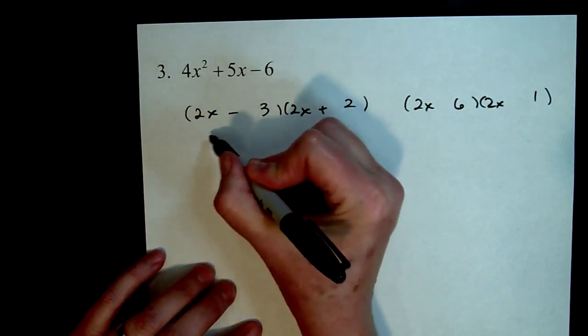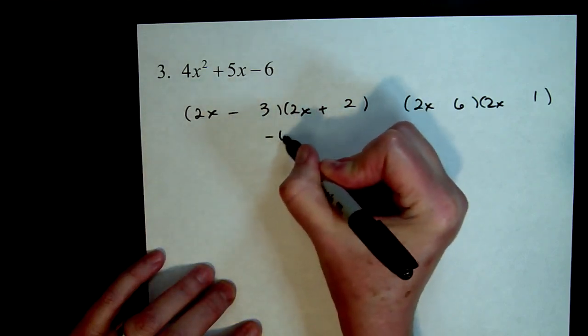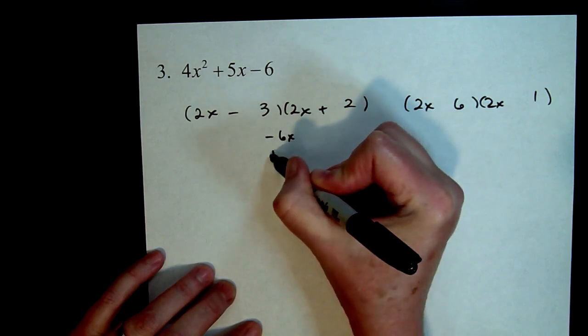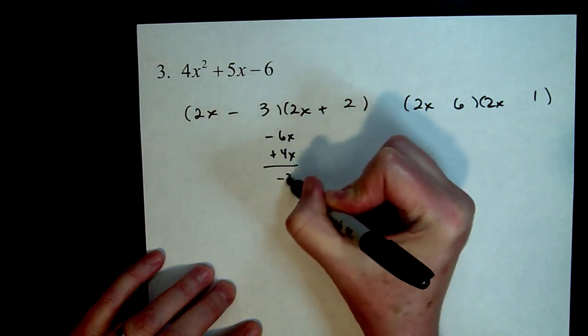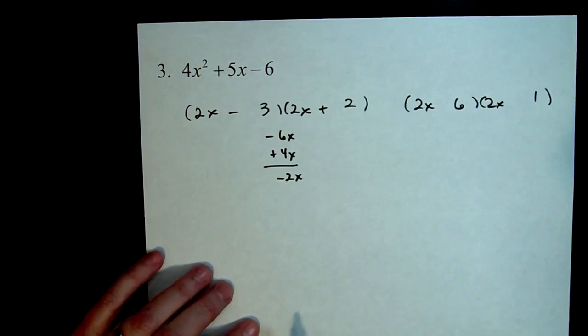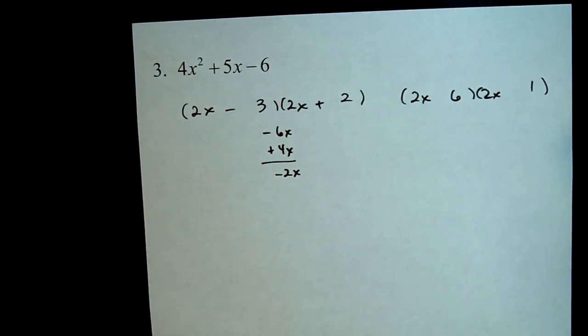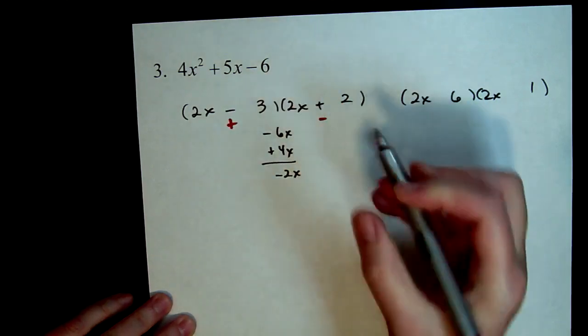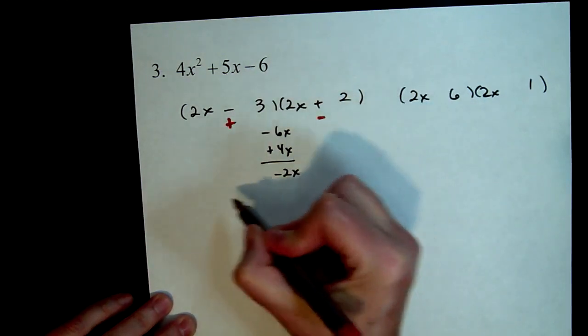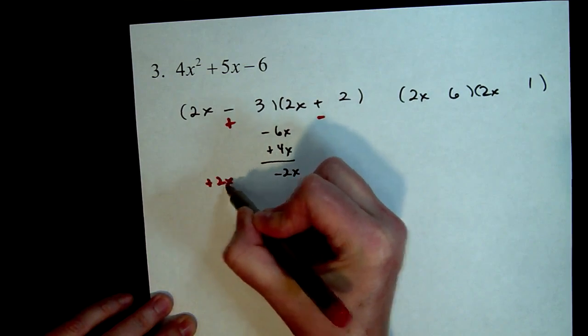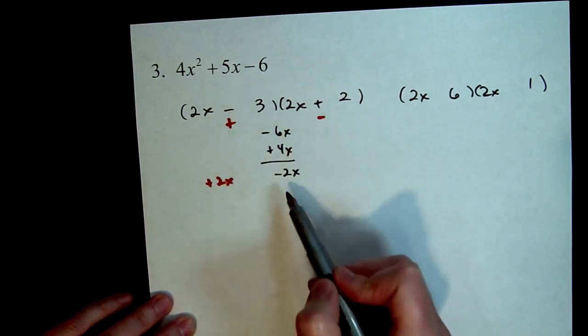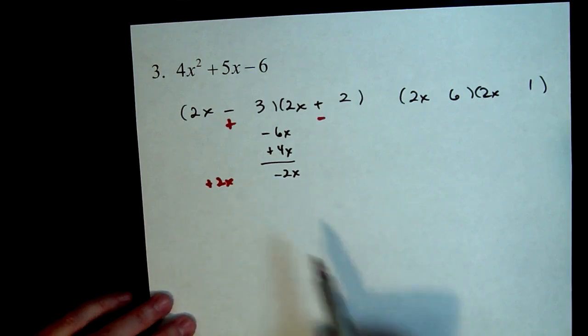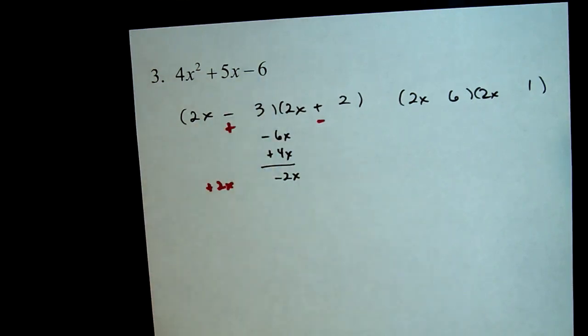Okay, so the inner terms will give me negative 6x plus 4x. That'll combine to give me negative 2x, which is not what I want. And I'm not going to check what I would get swapping the signs, plus and minus, because I know if I just swap the signs, I'd get a plus 2x. Swapping the signs just changes the sign on the middle term, and I don't want any kind of 2x. I'm looking for a 5x.